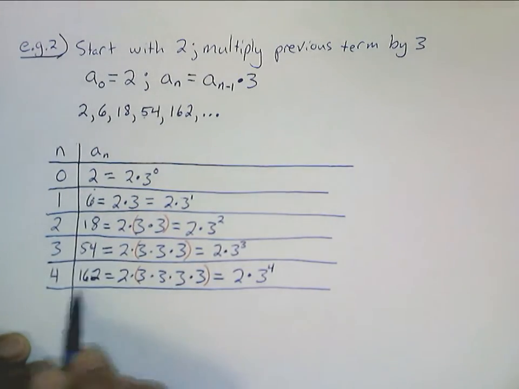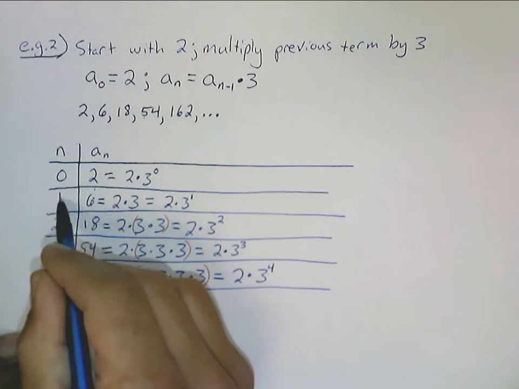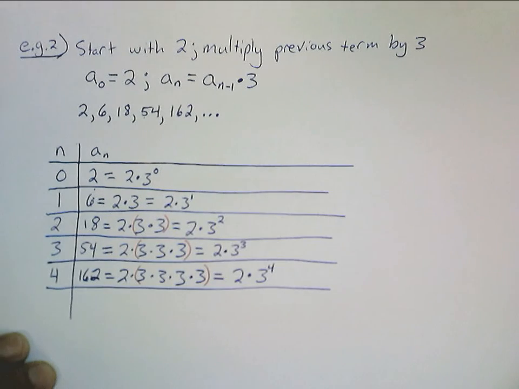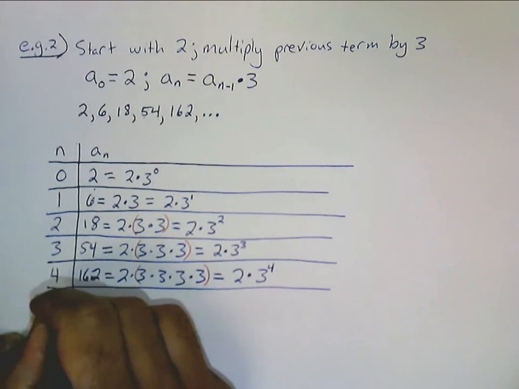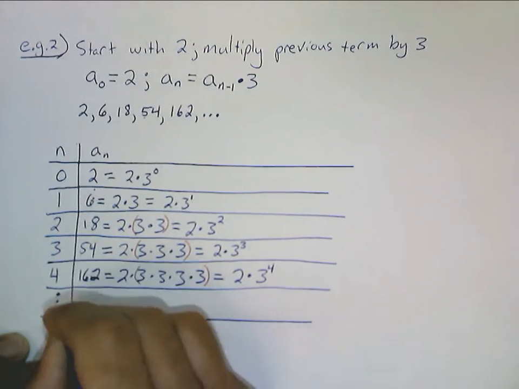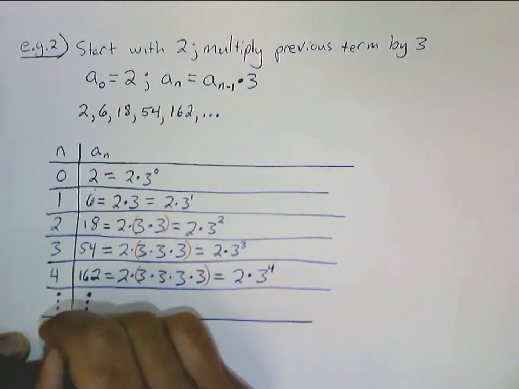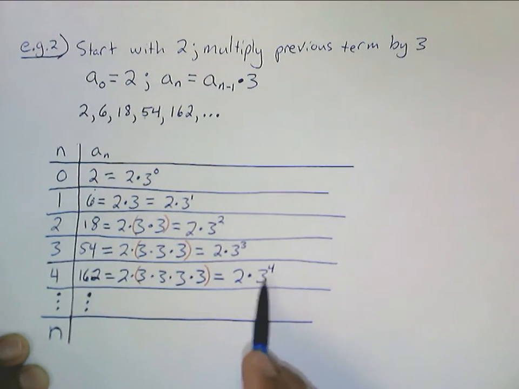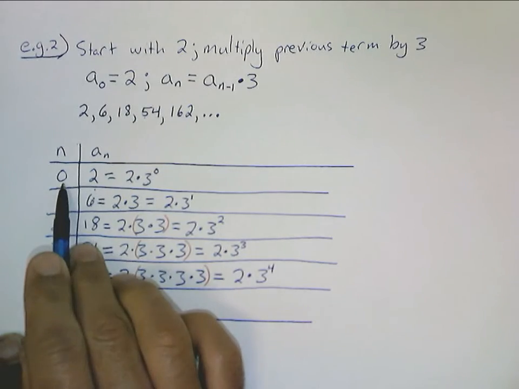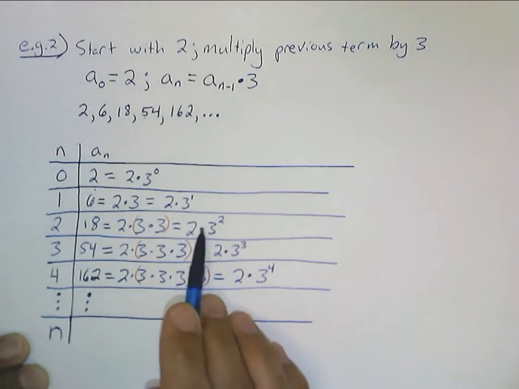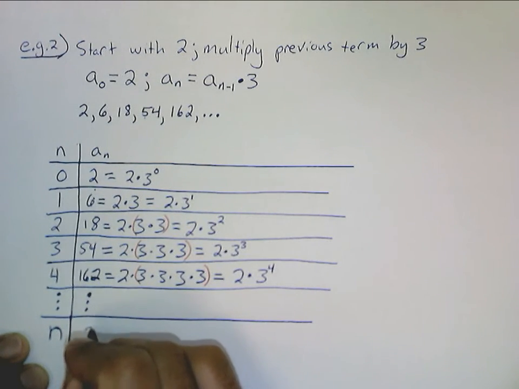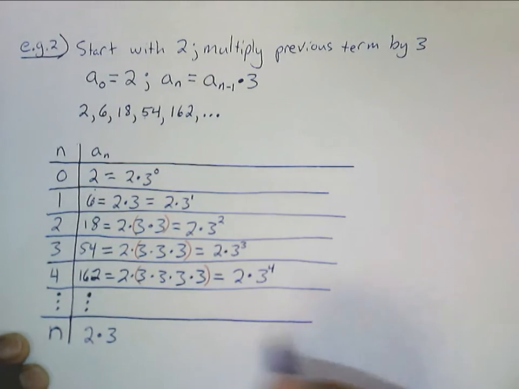But now, hopefully you'll notice here that the n, 0, 1, 2, 3, and 4, always shows up as the exponent in each of these expressions. So, extending this out, you should be able to realize that whatever n is, that's always going to be the exponent. This is always 2 times 3 to this. 2 times 3 to that power. 2 times 3 to that power. So, for an arbitrary n, a sub n is going to be 2 times 3 to the power of n.